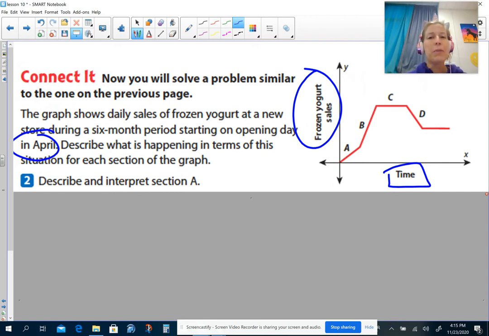Okay. What did you come up with for section A? I'm going to ask this question. Look at the slope between A and B. So is my slope on A really steep, like going up really fast, or is it just a little? It's kind of in the middle, right? Okay, so what can we say about section A?